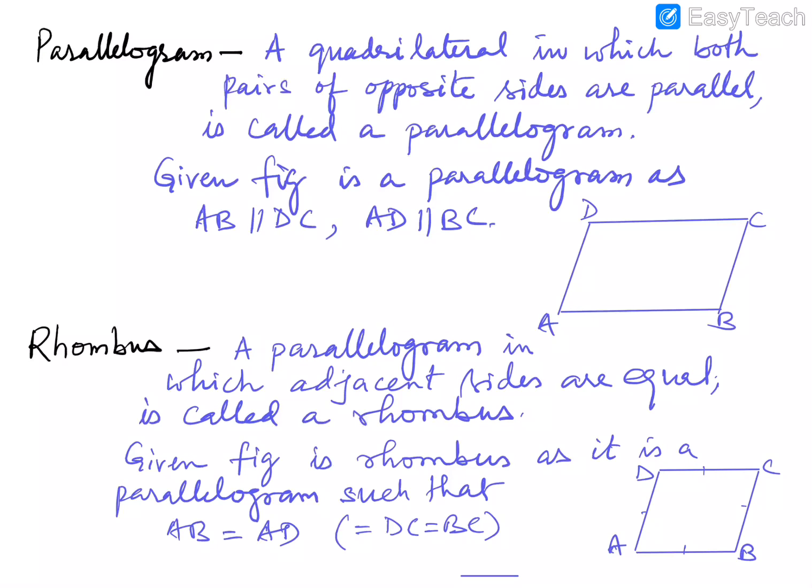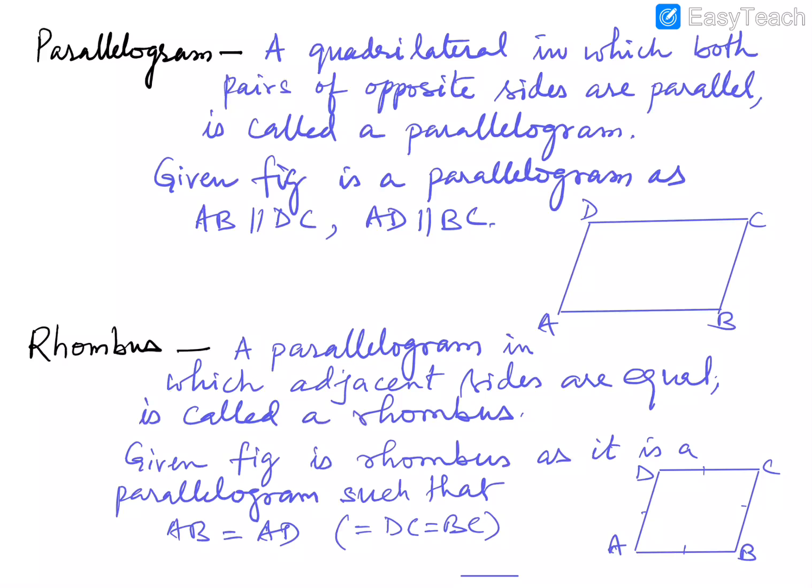Now parallelogram. A quadrilateral in which both pairs of opposite sides are parallel is called a parallelogram. This is a parallelogram because AB is parallel to CD and AD is parallel to BC. Both pairs of opposite sides are parallel, so this is a parallelogram.